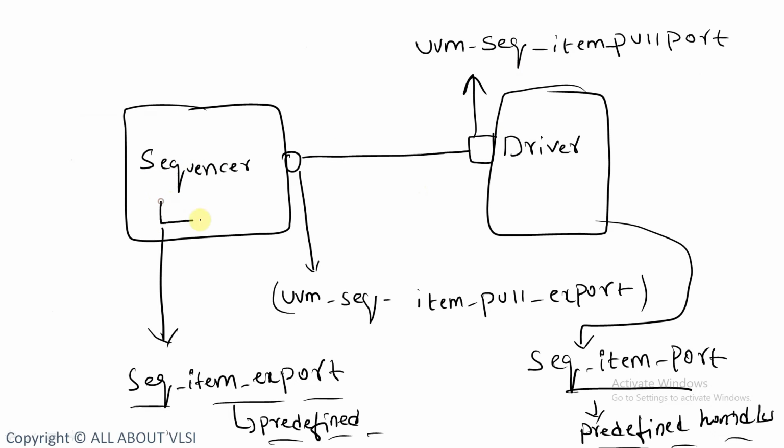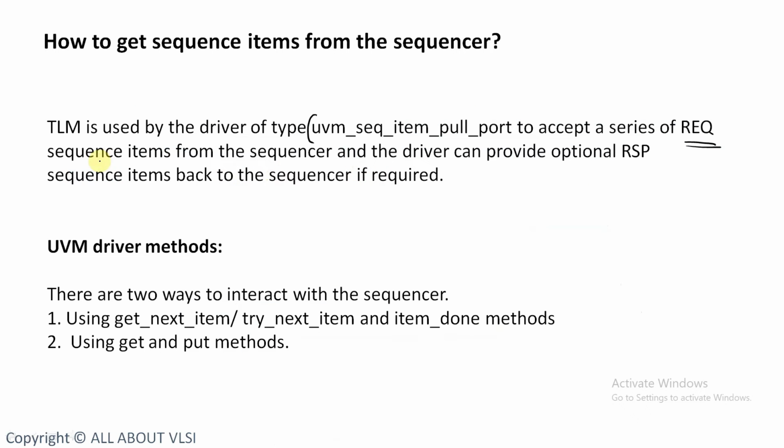The sequencer has a FIFO which contains all the sequence items. From this FIFO present in the sequencer, the driver pulls these items. That is what is written here: the port is used by the driver to accept a series of REQ sequence items from the sequencer, and the driver can provide an optional response sequence item back to the sequencer if required. This is an optional thing that we have already seen.